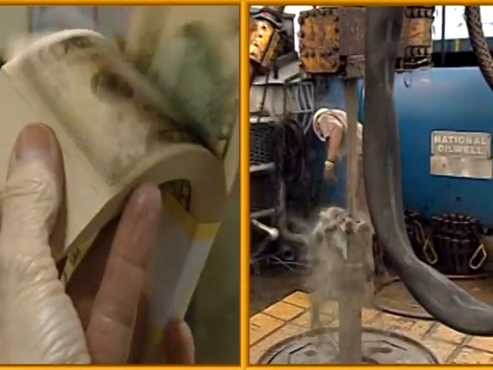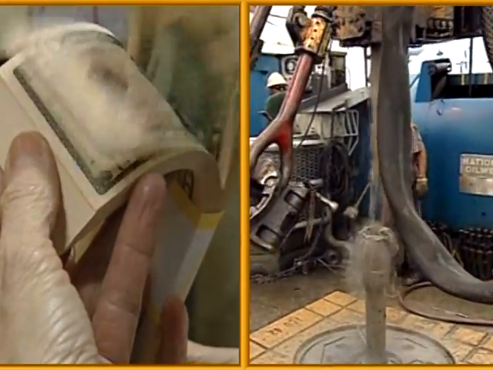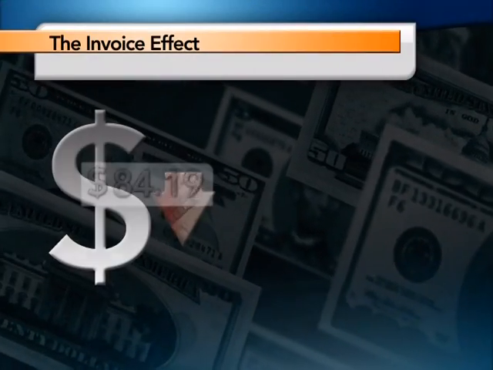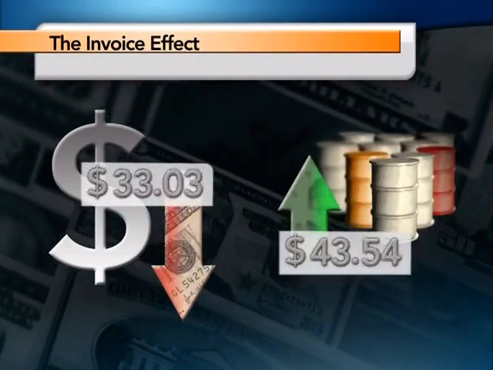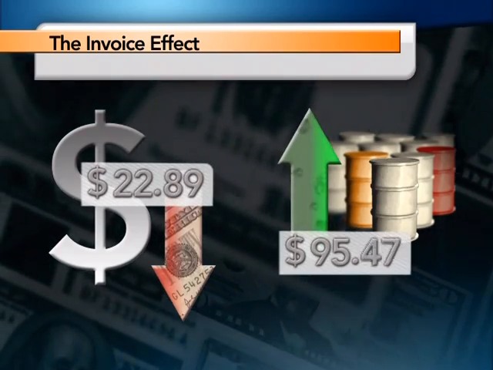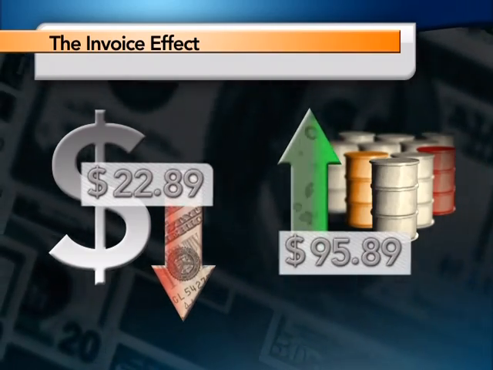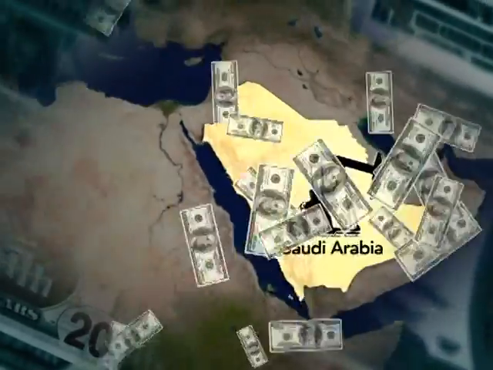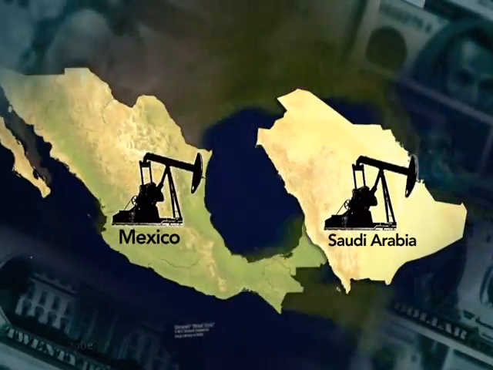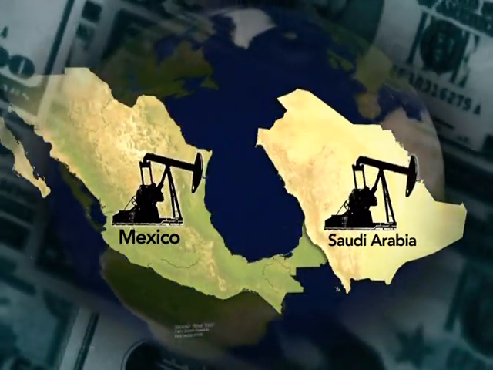Oil and the dollar impact each other in a number of ways. One is what's called the Invoice Effect, which is the fact that oil is denominated in dollars. What that means then is that when the dollar weakens, oil prices tend to go up. And part of the reason for that is that oil-producing nations like Saudi Arabia or Mexico, who receive dollar revenues, if the dollar is weakening, they would want to increase the price of oil to maintain their purchasing power of dollars.